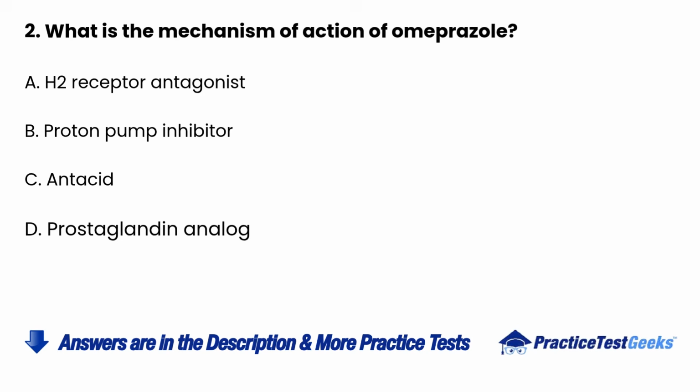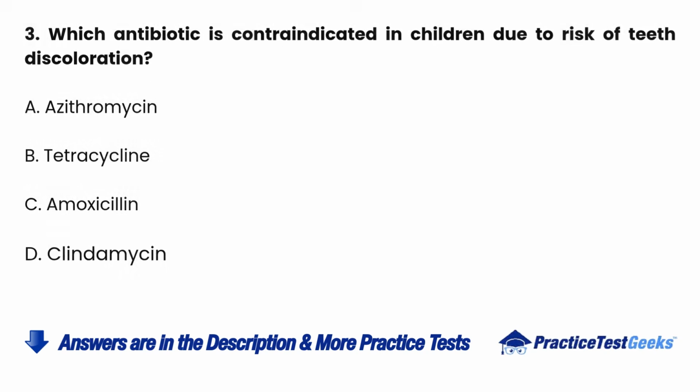A. H2 receptor antagonist. B. Proton pump inhibitor. C. Antacid. D. Prostaglandin analog. 3. Which antibiotic is contraindicated in children due to risk of teeth discoloration?